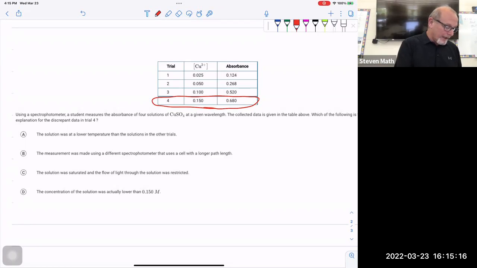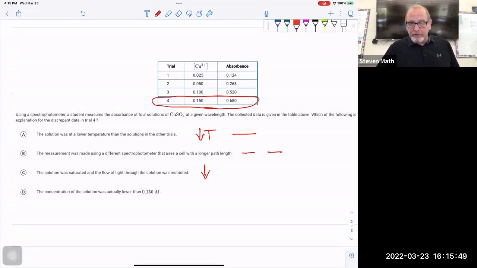And C, the solution was saturated and the flow of light through the solution was restricted. If that's the case, that would have caused the measurement to be too low. This one would cause a change that the cell path changed and the absorption changed. So that's not going to have an effect. Lower temperature actually ends up meaning nothing about absorptivity as long as your solution dissolves and goes into solution. And D, the last one, the concentration of the solution was actually too low. Ding, ding, ding. So quick takeaway.